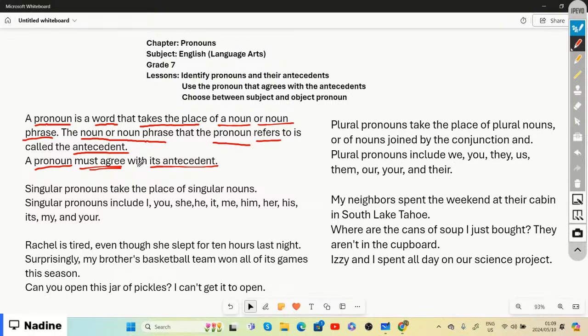All right, so singular pronouns. We can have singular pronouns as well as plural pronouns. Firstly, singular pronouns take the place of singular nouns. Singular pronouns include words like I, you, she, he, it, me, him, her, his, its, my, and your. Those are singular pronouns, and they take the place of singular nouns.